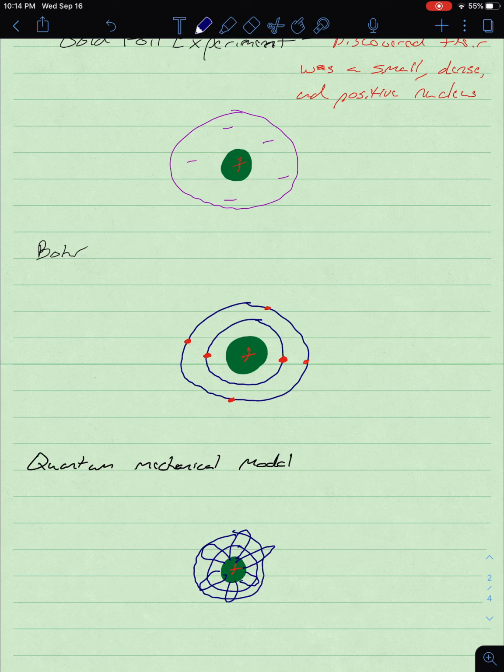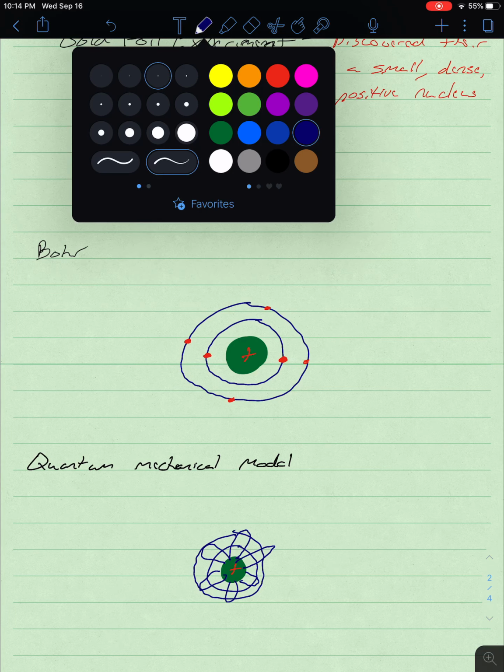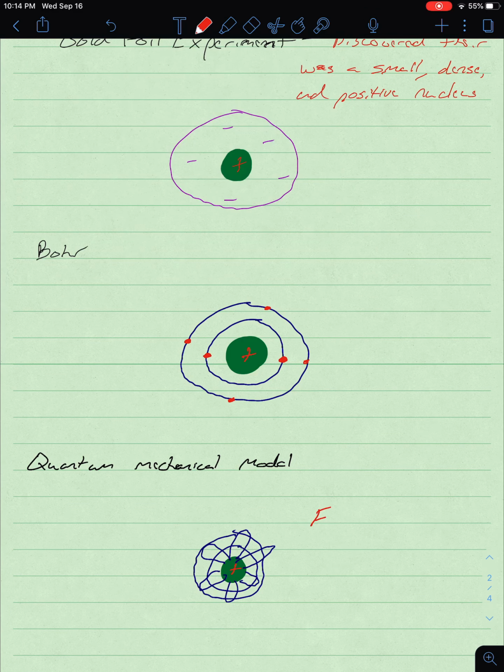So the quantum mechanical model came through and improved it even further, basically stating that electrons are on orbitals that can go any direction and that they are located in the electron cloud. So they discovered that these electrons were found in the electron cloud. And that's it.